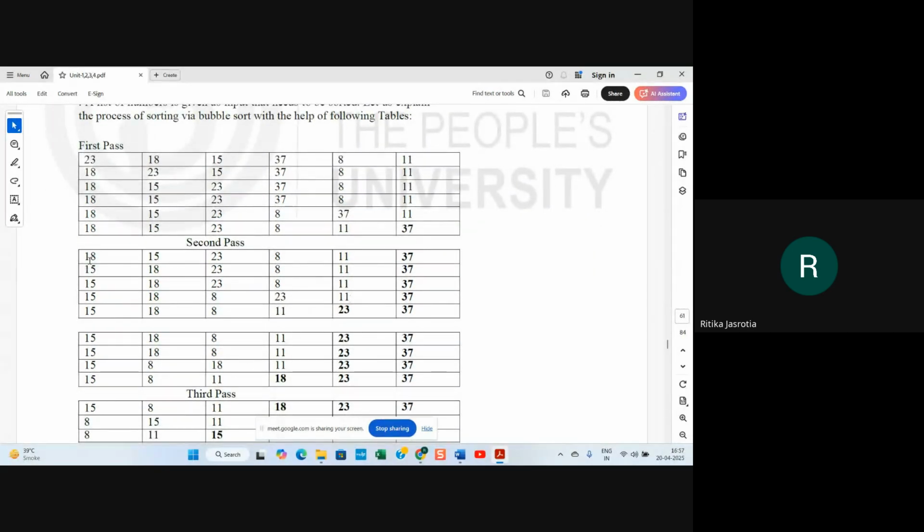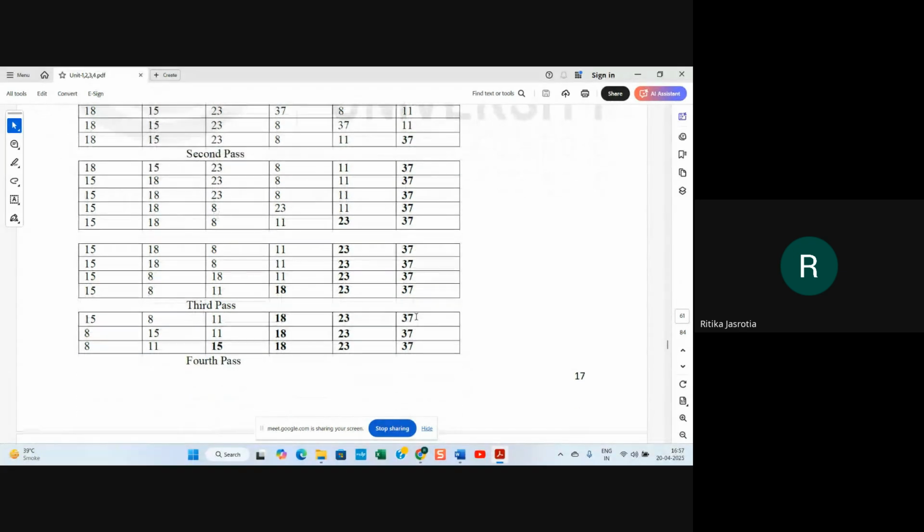Then second pass, again you compare. Now 18 and 15, 15 is shifted here, 18 is here. Then 18 and 23, so it remains there only. Then 23 and 8, 8 is shifted, 23 is here. Then 23 and 11, so 11 shifts here, 23 comes here, and 37 is there. So now again your shifting is done.